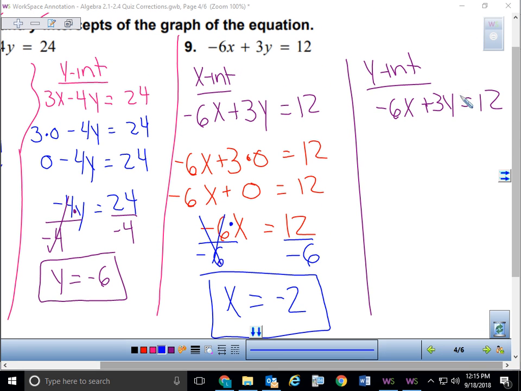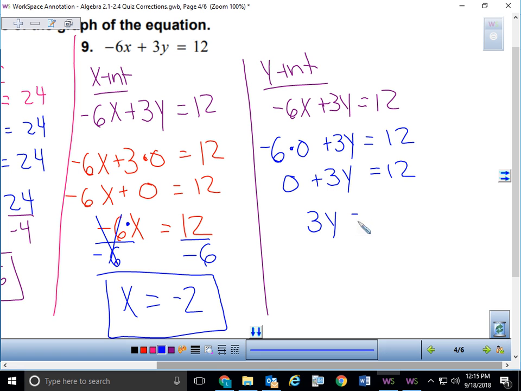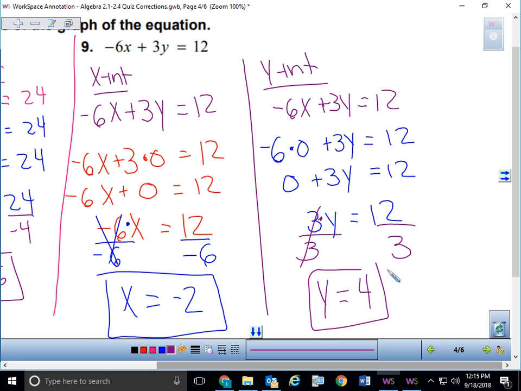Finding the y-intercept for problem 9. It said we had to plug in 0 for x. So, alright, I'll do that. That means negative 6 times 0 plus 3y equals 12. Negative 6 times 0 is 0. Plus 3y equals 12. 0 plus 3y is just 3y equals 12. Getting my y by itself, I'm doing the secret operation of multiplication with division. Can divide both sides by 3. Positive divided by positive is positive, and 12 divided by 3 is 4. Those are your answers.